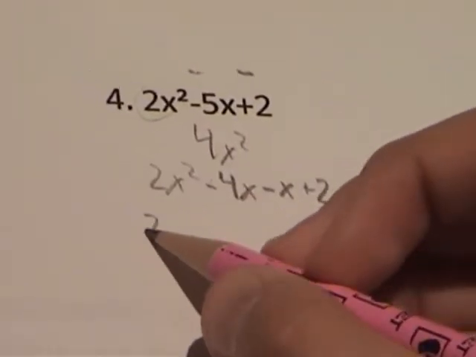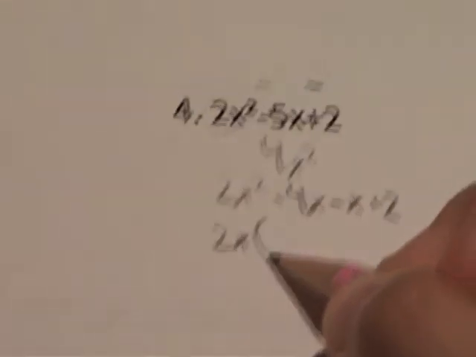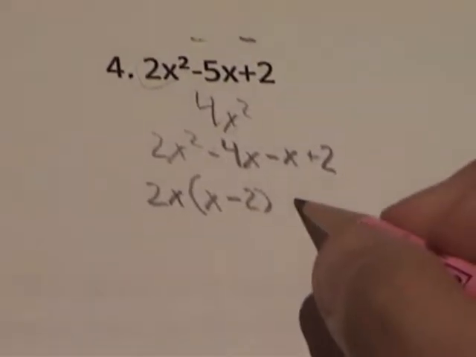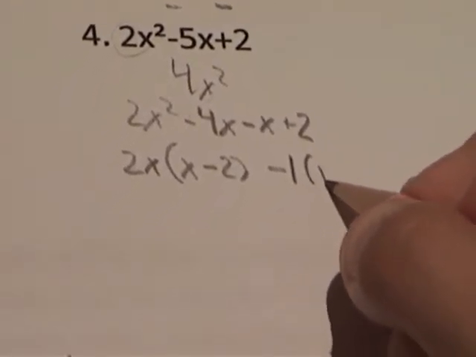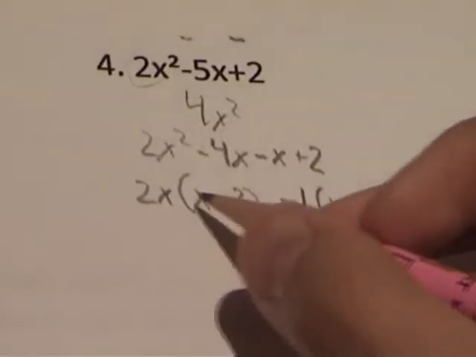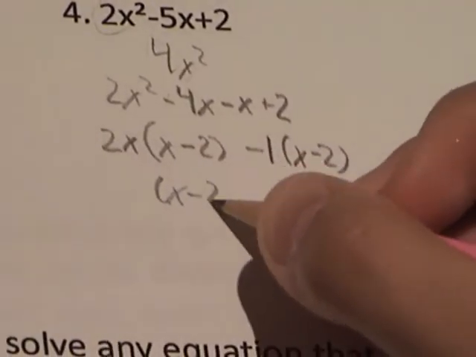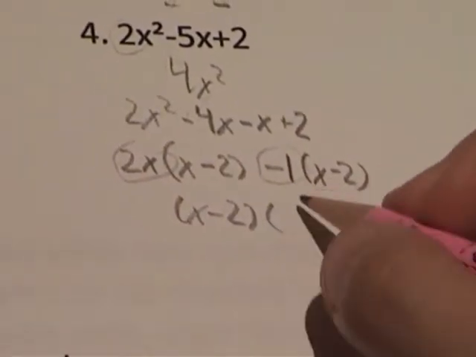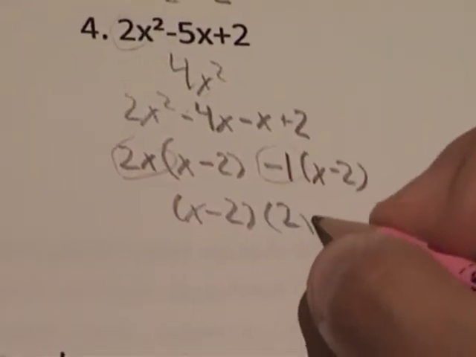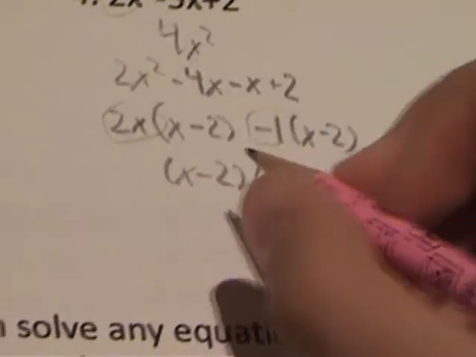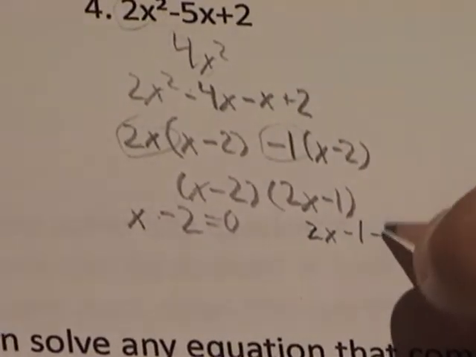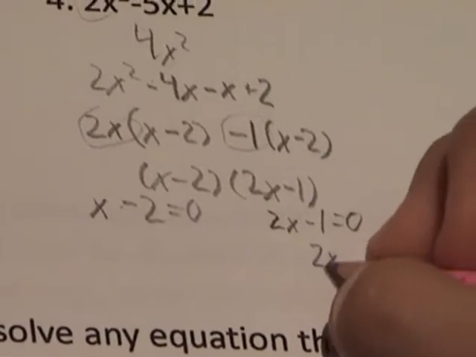So now separate them out. Common factor on this side, 2x, x minus 2. Common factor here, negative 1, x minus 2. Carry down that chunk, take these terms and combine them into another chunk, separate them out, and solve for x.